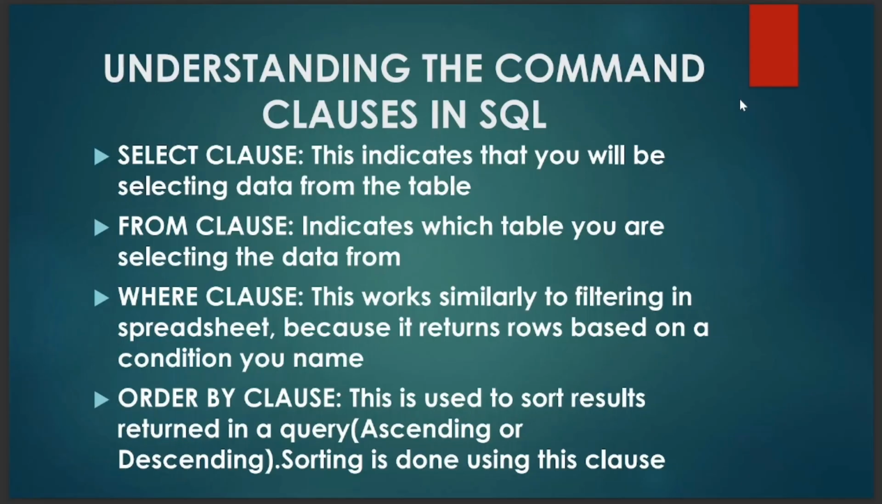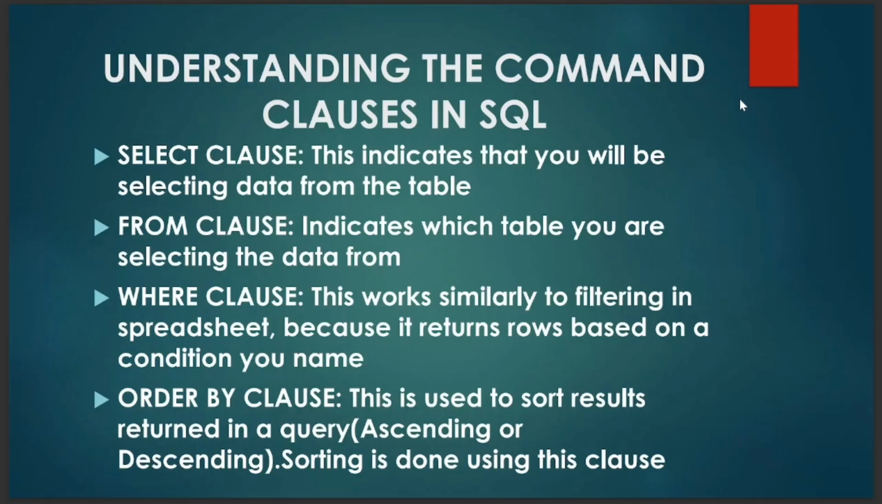Once you use the select clause, you start listing the columns that you want to filter out from your tables. The next clause is the from clause. This indicates which table you are selecting the data from. And the where clause works similarly to filtering in a spreadsheet because it returns rows based on a condition you name. We also have the order by clause. This is used to sort the results returned in the query, either in ascending or descending order. So sorting is done using this clause.